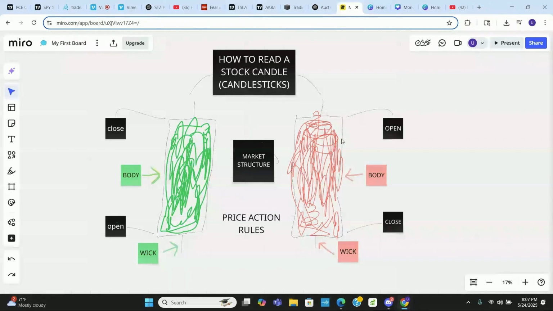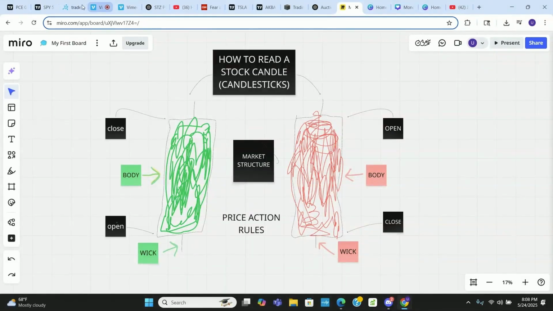All right, so as promised, we are going to teach you guys how to read a stock candle. Right in front of you, you see two candlesticks. And understand with each candlestick, no matter what time frame you're on, and just for the beginners listening, time frames represent price action on different time frames that represents these candlesticks.